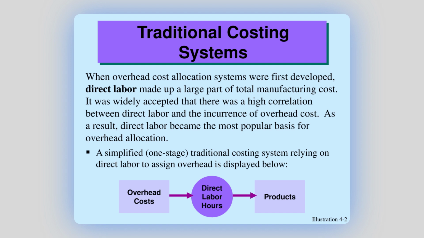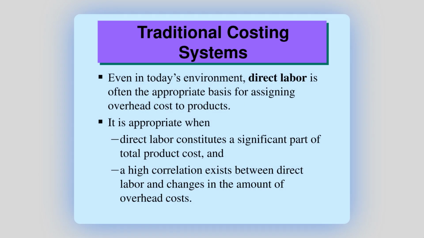It makes up a large part of your total manufacturing cost. It was widely used and accepted when there are high correlations between direct labor and the incurrence of your manufacturing overhead. So meaning, class, we have our direct labor cost, we have our overhead cost, and we have our product cost. Again, in today's environment, yes, direct labor is often the appropriate basis for assigning overhead cost to the product.